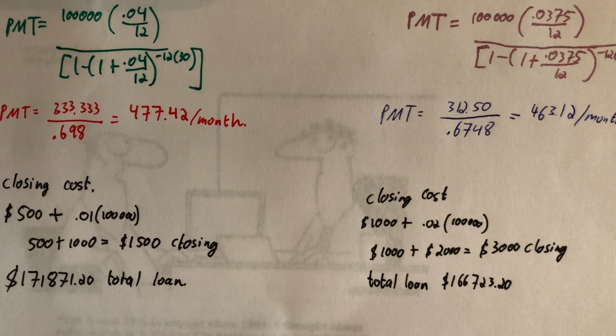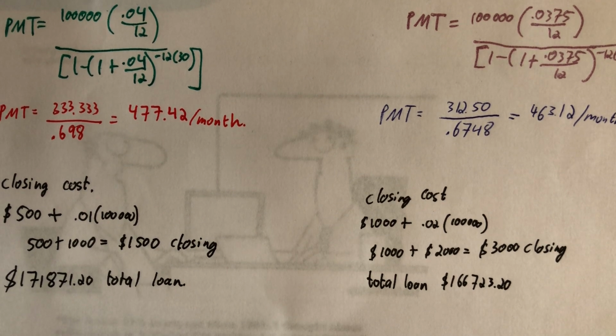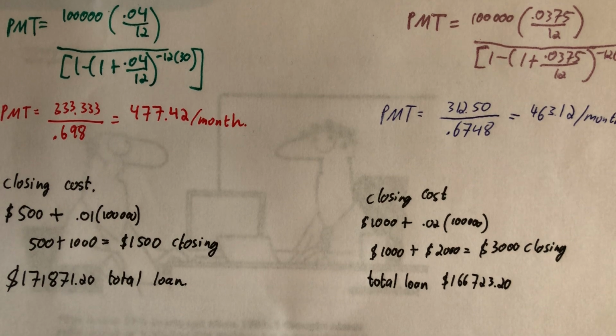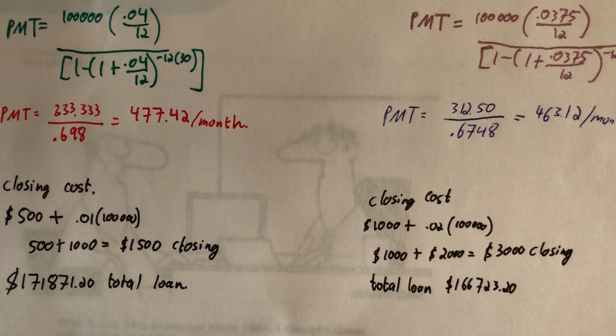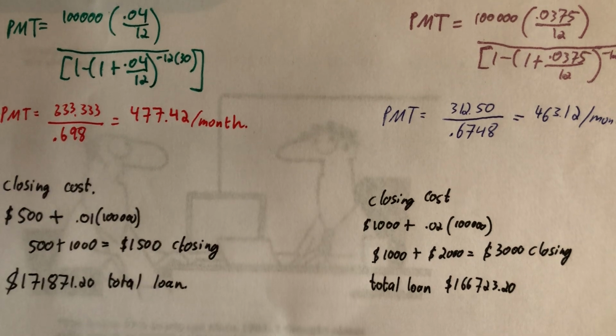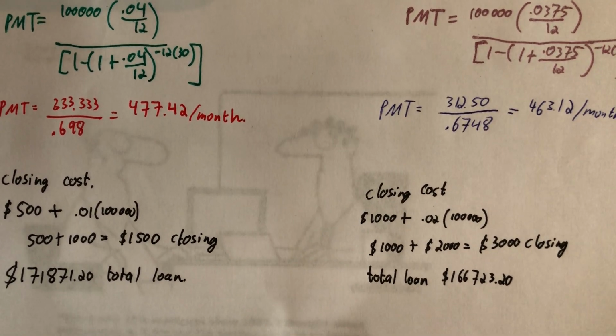And if we take our $463.12, you would end up paying $166,723.20 total for the loan. So about $5,000 less if you went with Big Bank over Great Bank. But you would have to bring $1,500 more to closing in order to get that. So once again, it's all about what you can afford, and it's all about what works best for you.